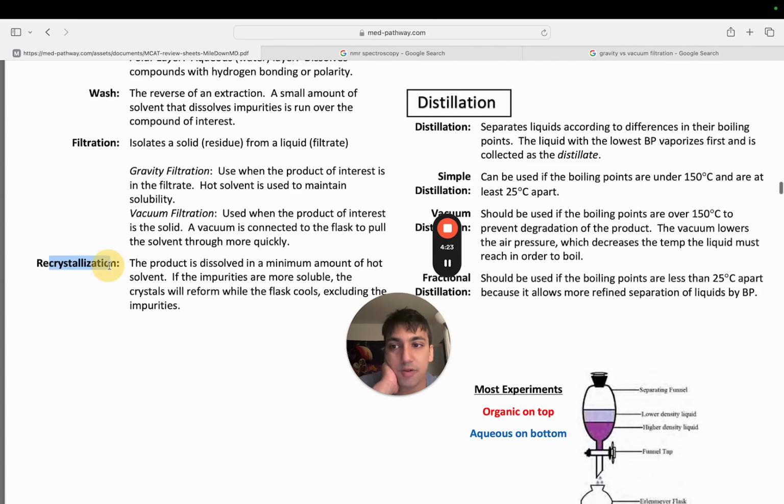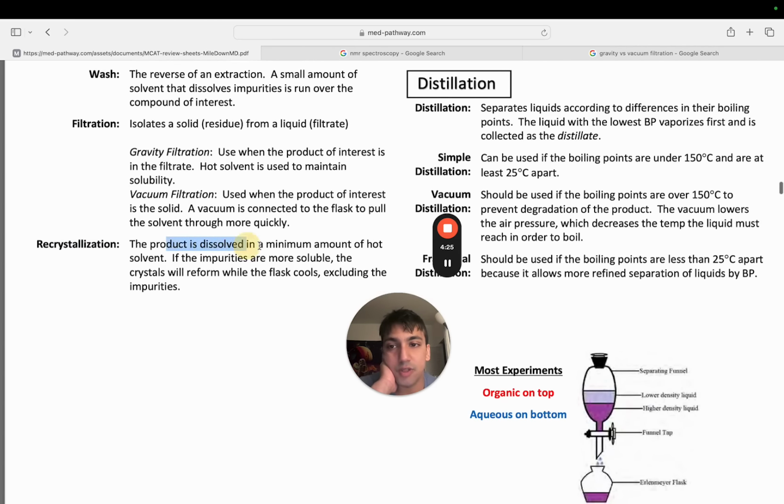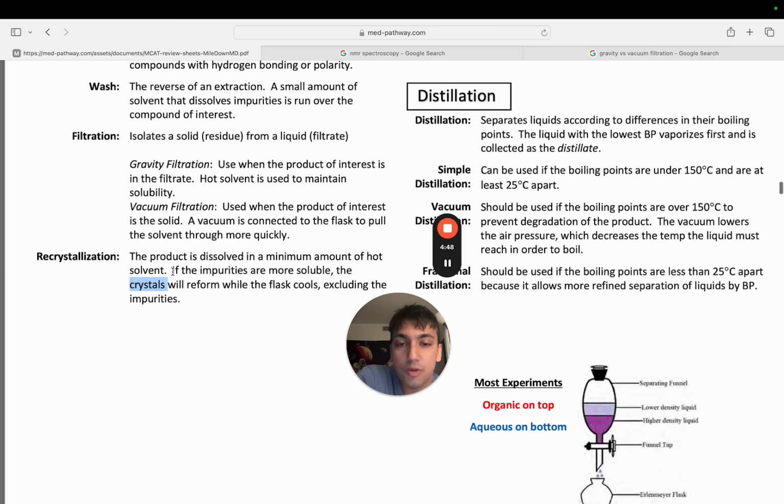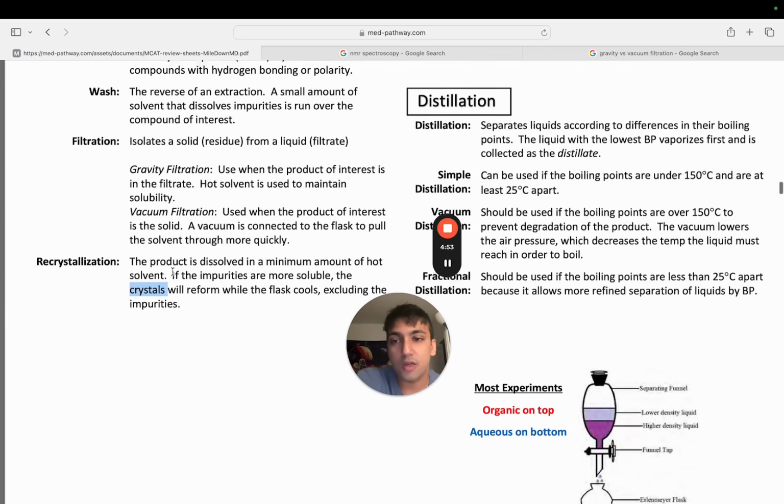All right, now we know recrystallization. Recrystallization is when the product is dissolved in a minimum amount of hot solvent, and then if there's impurities, if the impurities are more soluble, then the crystal will reform while the flask cools, excluding the impurities. Basically, what you're hoping for is that the impurities are just staying soluble in the liquid, and then the crystals are reforming, and so now these crystals are going to be pure, and all the impurities are going to remain in that liquid.